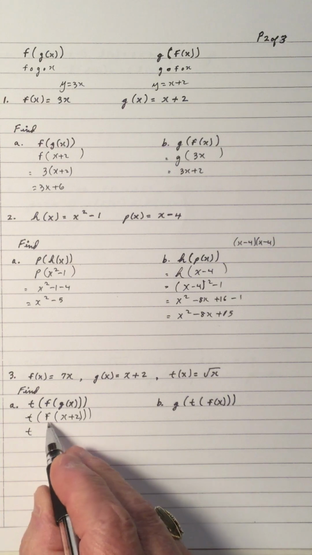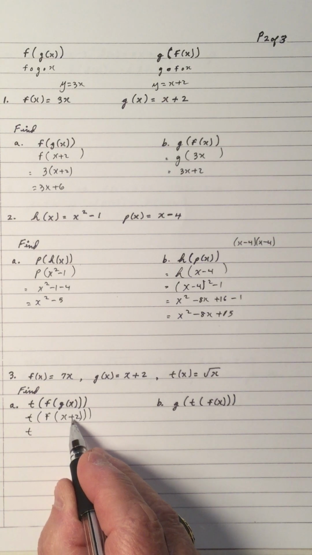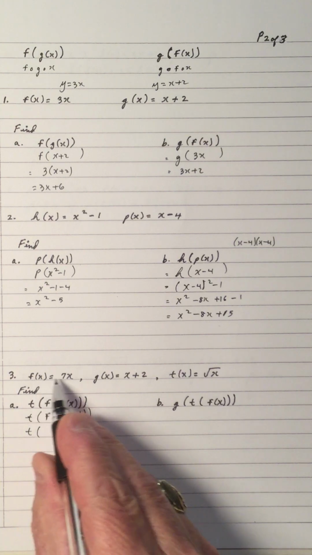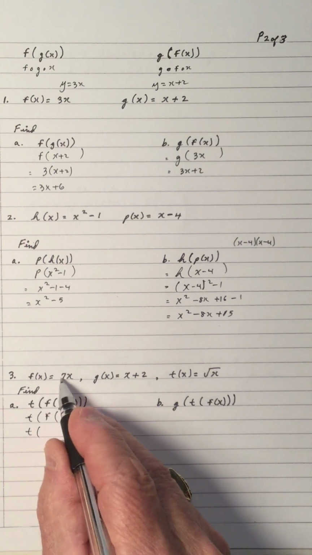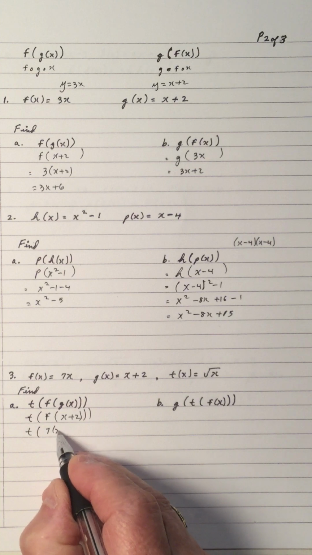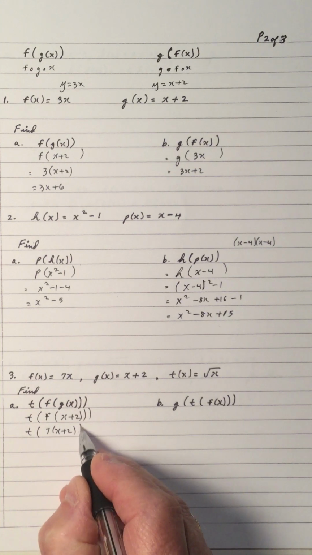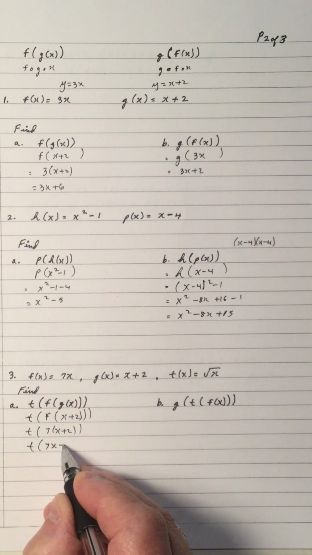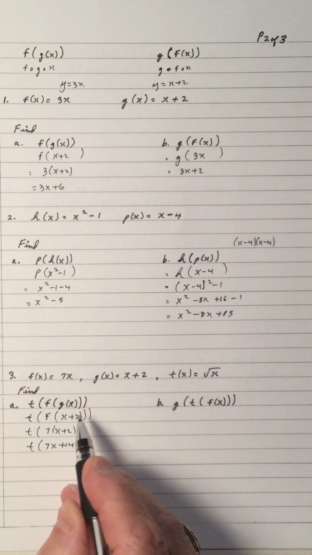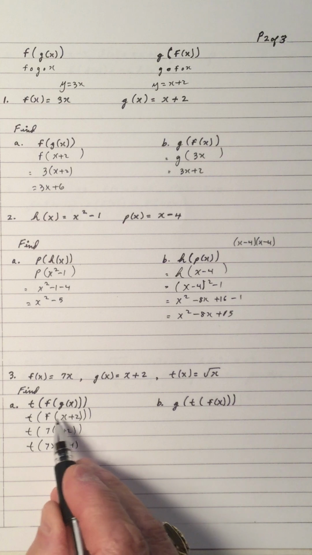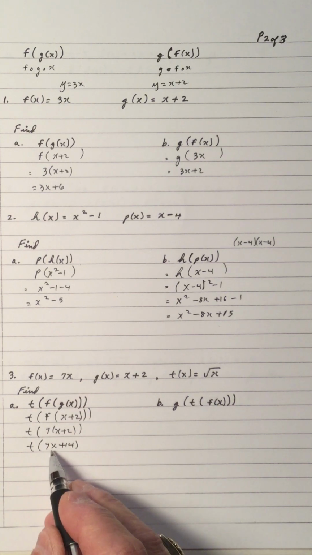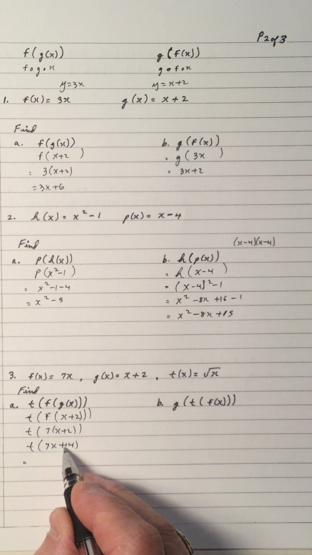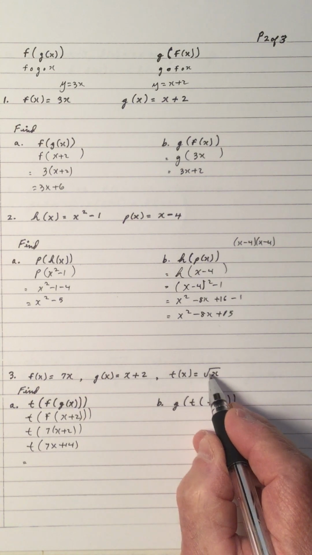Okay, now we got to take the f of x plus 2. So we got to put the x plus 2 in the place of x right here. So 7 times x plus 2 is 7x plus 14. So we put x plus 2 in f. Then we're going to take the 7x plus 14 and put it in t.